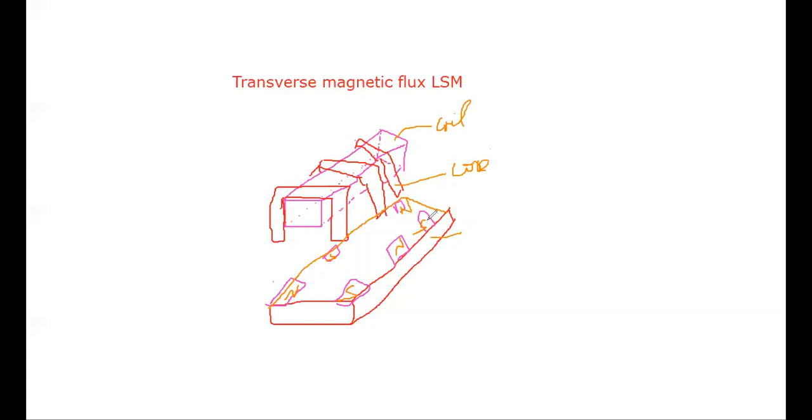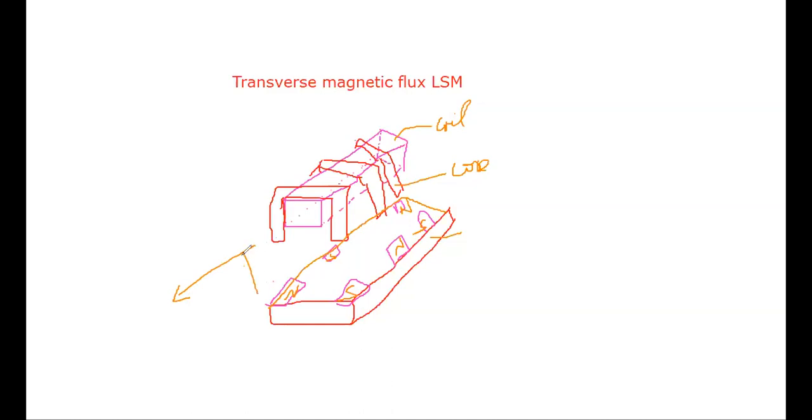Now, as usual, the flux produced by the permanent magnet and the flux produced by the primary will interact in order to produce motion. Consider the motion is in this direction, and this is the direction of motion. Now, what is the direction of the force that is going to move? That will be in the perpendicular direction.